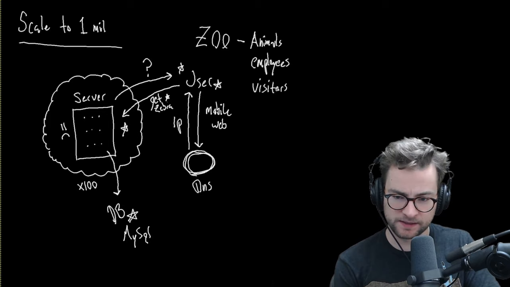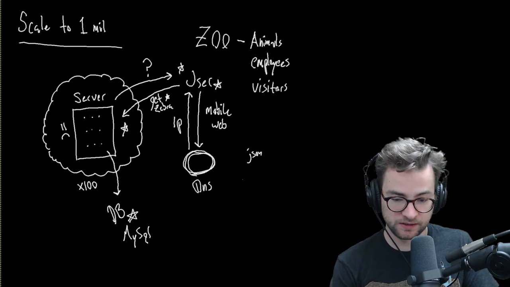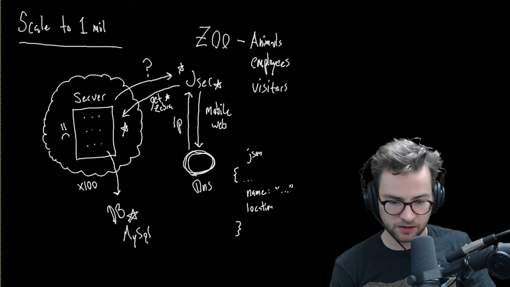That might be some kind of JSON that gets returned. Maybe the animal has a name, maybe the animal has a location, all this stuff. So this is stuff that's getting returned back to the client.